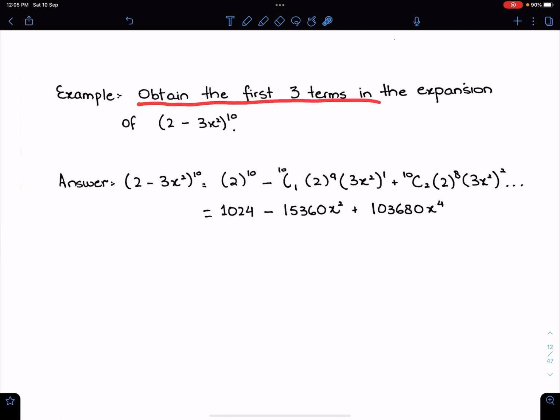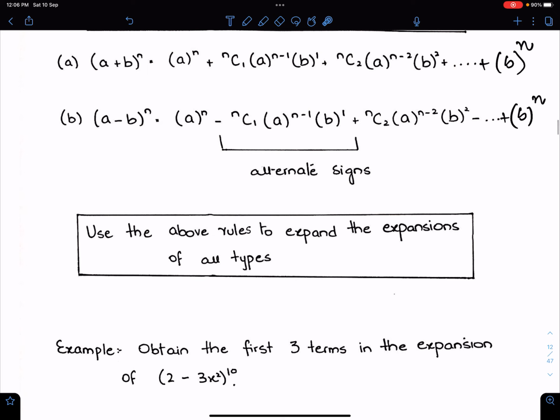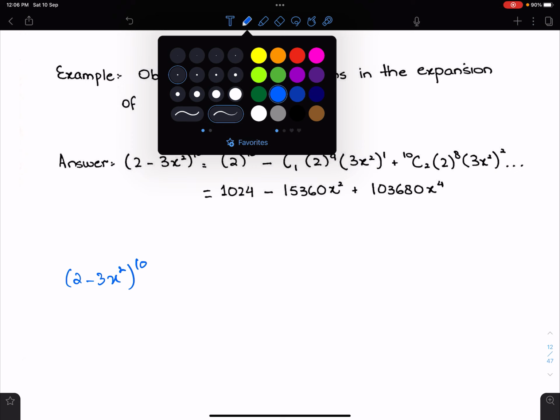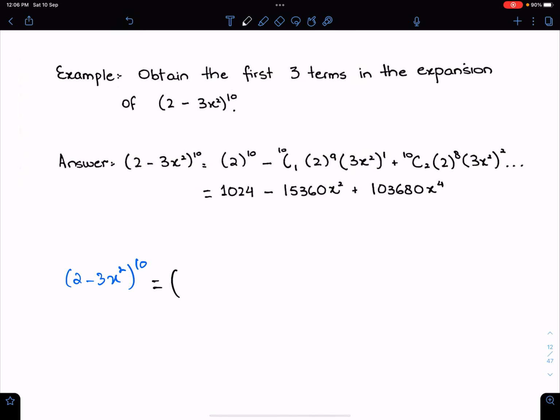Example: obtain the first 3 terms in the expansion of (2 - 3x^2)^10. So we will use this result to expand this expansion. So according to second result, we have to copy first term with this power 10. Then we have to put negative sign because we have negative sign here, so signs are alternate. First is plus and then minus and then plus and then minus.